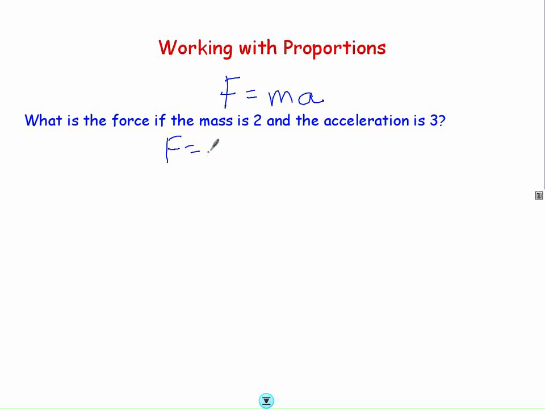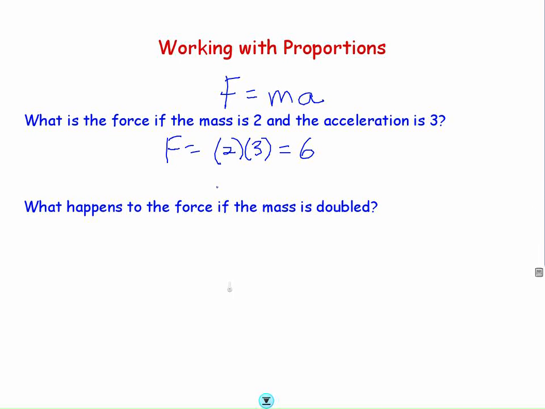You know that all you have to do is plug in the value for mass, which is 2, plug in the value for acceleration, which is 3. 2 times 3 equals 6, and so that means the force is equal to 6. That's not a proportion, that's an equation, that's what you're used to. So what does a proportion question look like? It's going to look something like this.